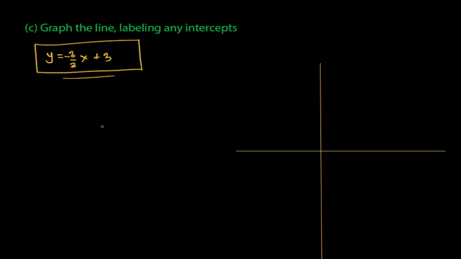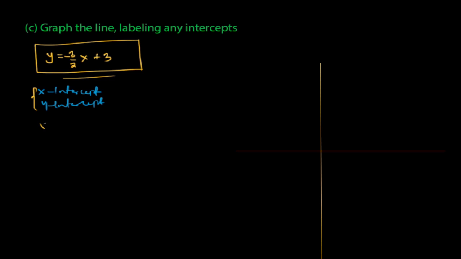Now there's something you need to note. Anytime you want to graph the equation of a line, the only things you need are the x-intercept and the y-intercept. These two things are enough for you to graph a line. So let's see how we can do this. I'm going to find the x-intercept and the y-intercept to graph this line.